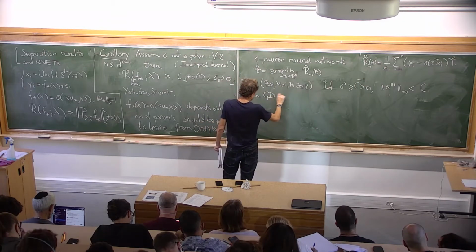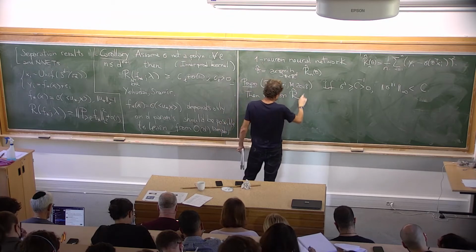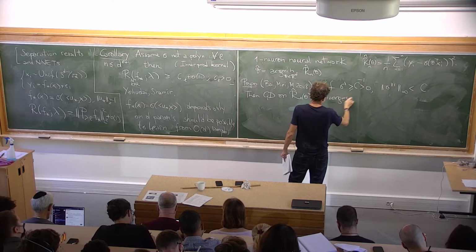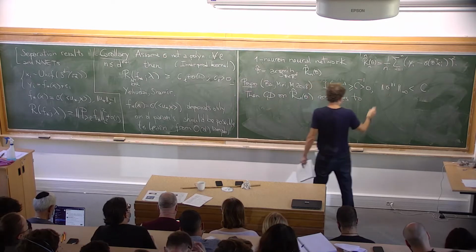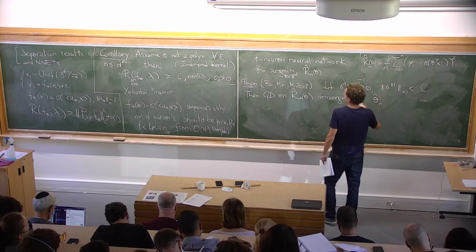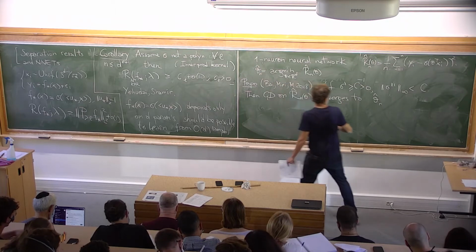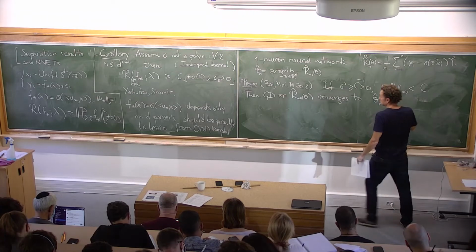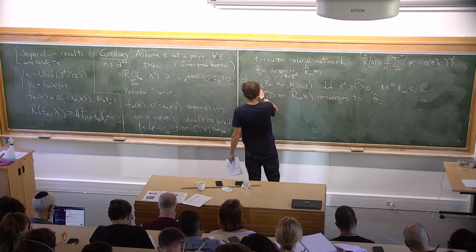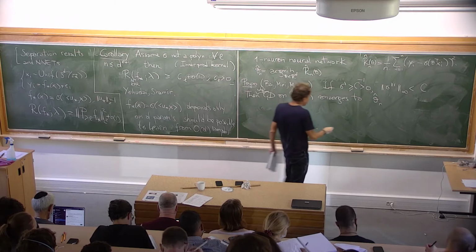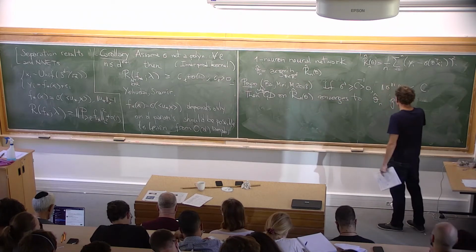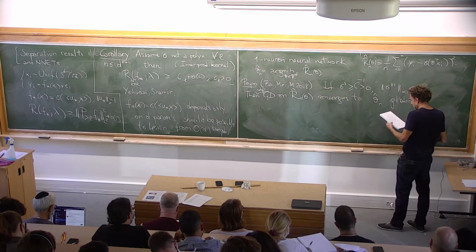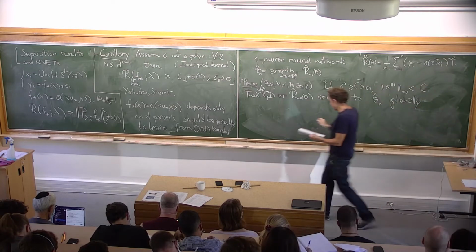GD on R hat n of theta converges to theta hat n globally. Then with high probability, theta hat n satisfies some bound like this.